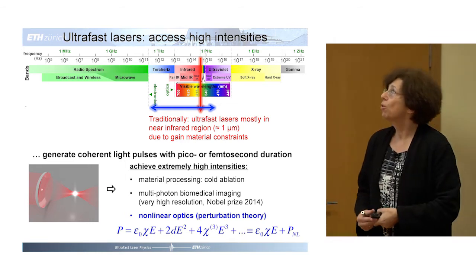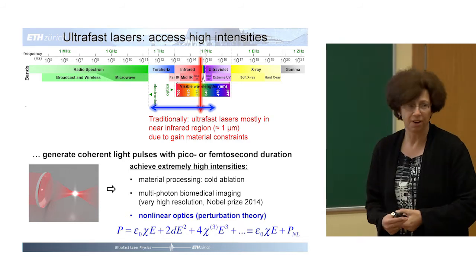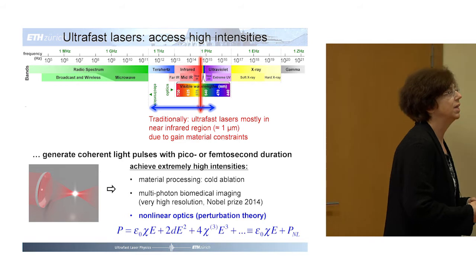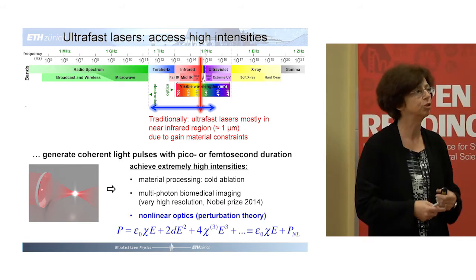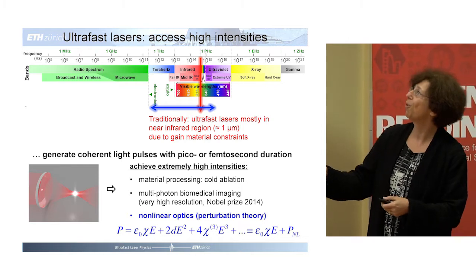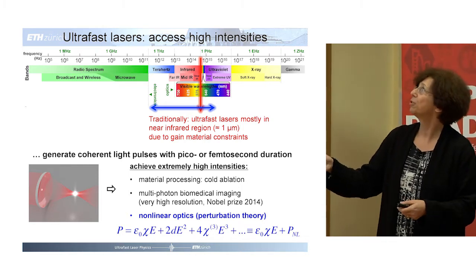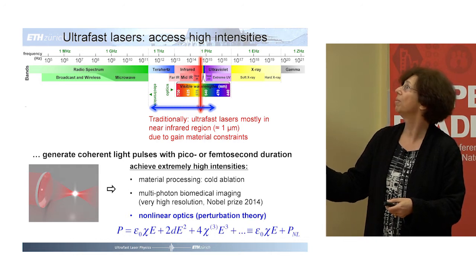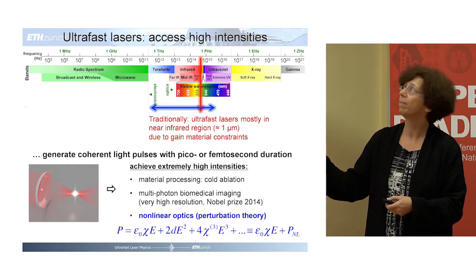So traditionally, these ultrafast lasers, just based on the laser materials that were available, were in the spectral range of around 1 micron, when I go on a scale of the whole electromagnetic spectrum, going from the radio waves all the way to the gamma rays, right?